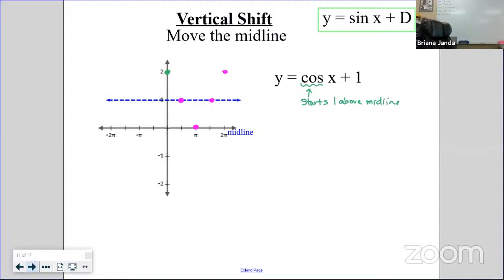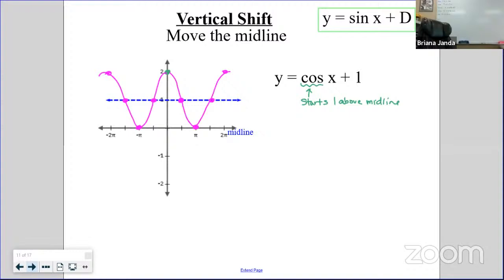So if I move to the left, I'm currently above. At the next tick mark, I should go to my midline, below my midline a distance of my amplitude, which is 1, back to my midline, and above. And then once I get those dots in there, I just put a nice curve through all of those. And that would be a cosine curve moved up 1.